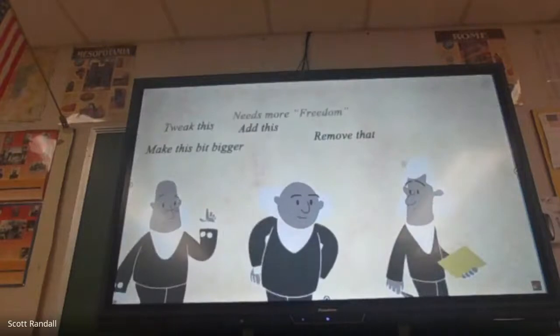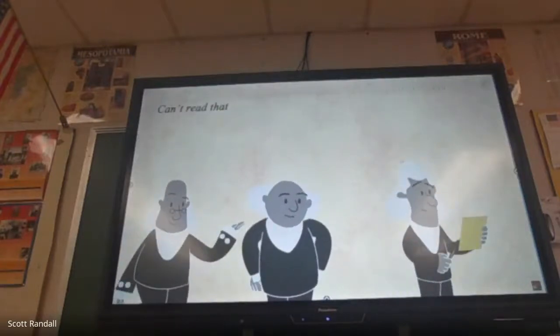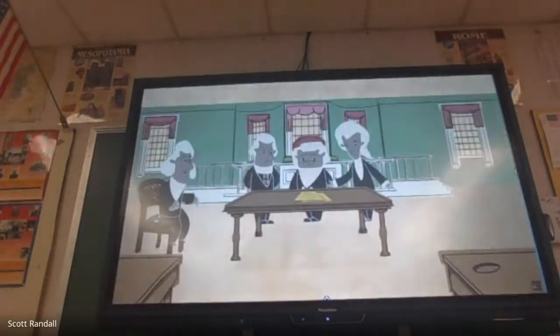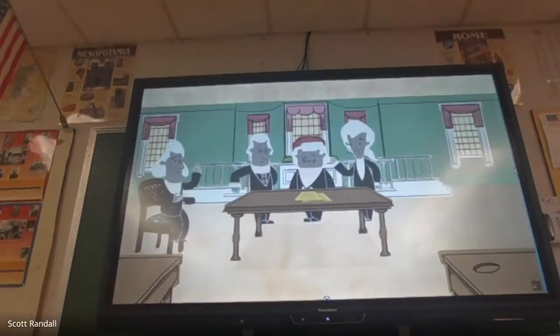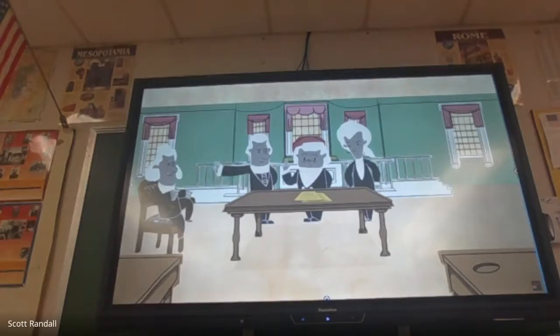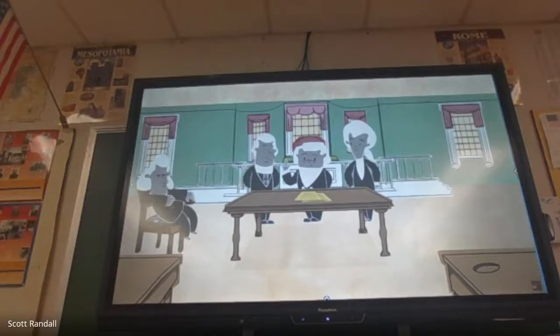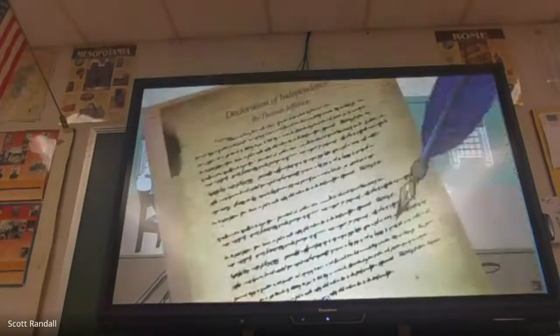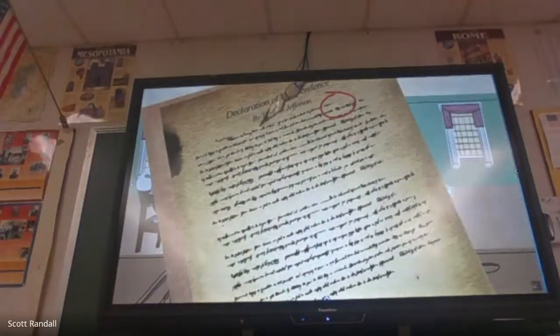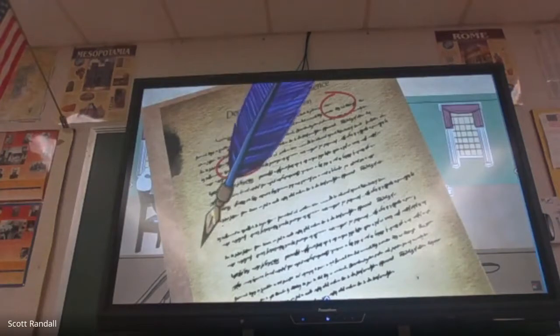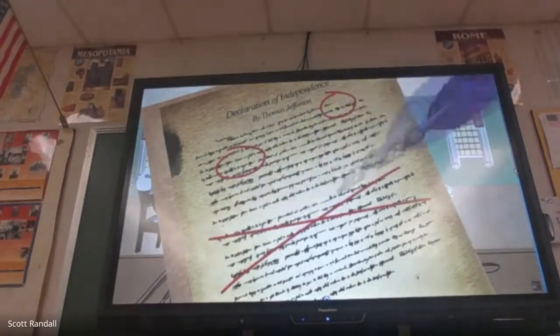Then Franklin and Adams offered a few suggestions, but the most important change came after the Declaration was turned over to the full Congress. For 2 days, a very unhappy Thomas Jefferson sat and fumed while his words were picked over. In the end, The Congress made a few minor word changes and one big deletion.